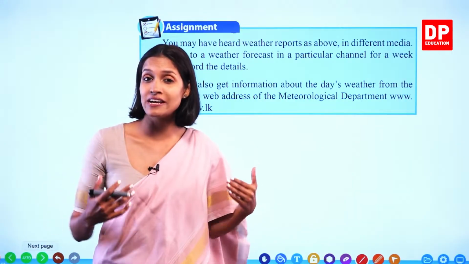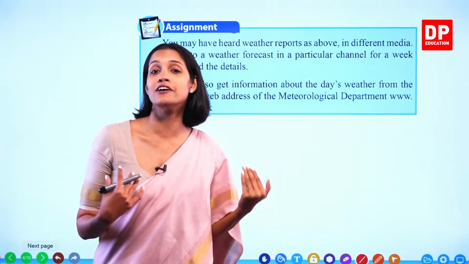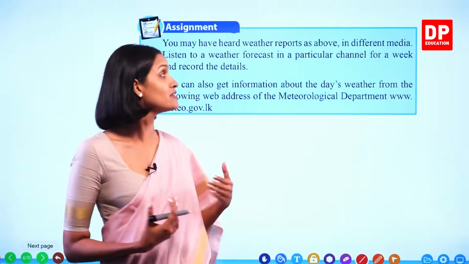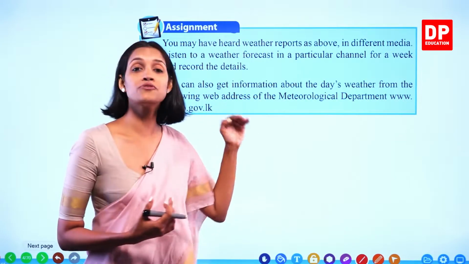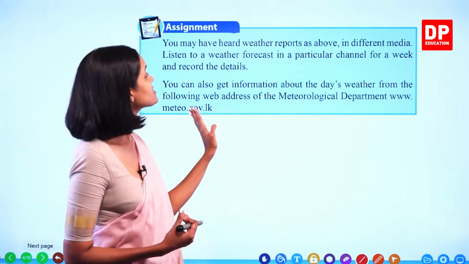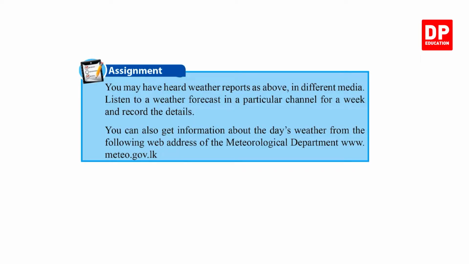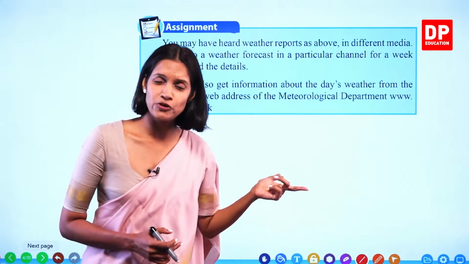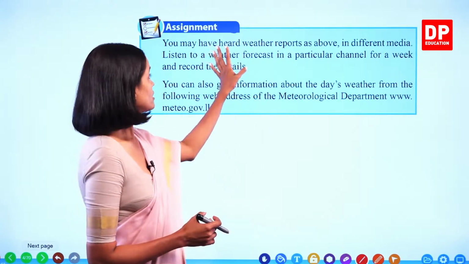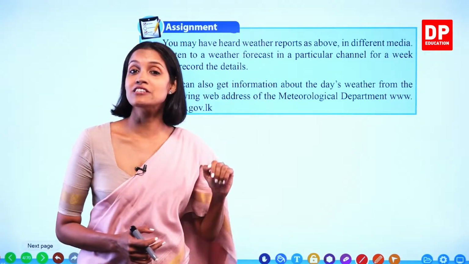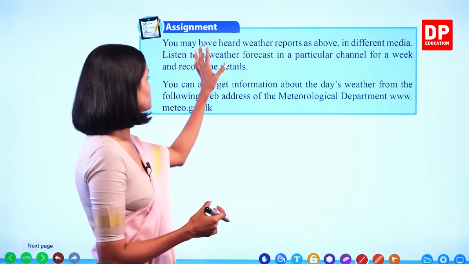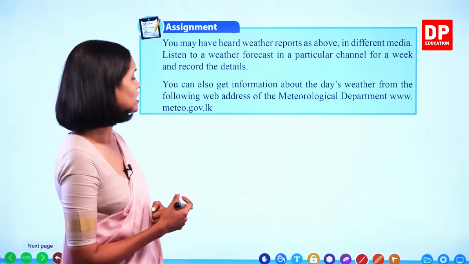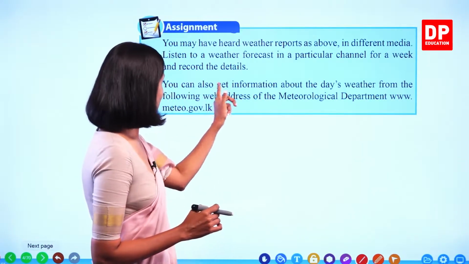Okay, so to get a better idea about weather and climate and what are the factors affecting weather and climate, you can listen to a weather report or weather forecast for about a week of time. Right, children? But make sure you pick one channel, radio channel or TV channel. You can pick one channel and listen to the weather forecast for a week of time, and you can record the details. Okay? Another way is there.